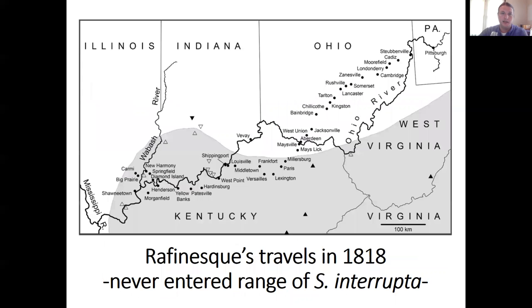County, Missouri. And this is of significance because Rafinesque's travel in 1818, when he described this species, never ventured into the range of Spilogale putorius interrupta or Spilogale interrupta at that time. So he only spent time, as indicated in the gray here, and these dots of his travels, in the range of Spilogale putorius. Had we not been able to deduce that he actually got the specimen from Bradbury, who collected it in Missouri, then that could have been the type for putorius and not interrupta.